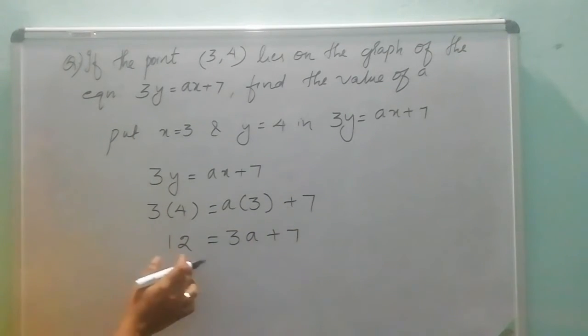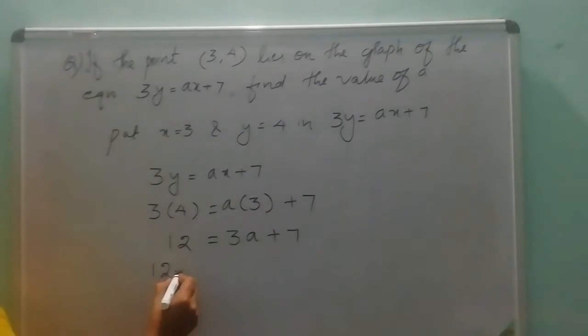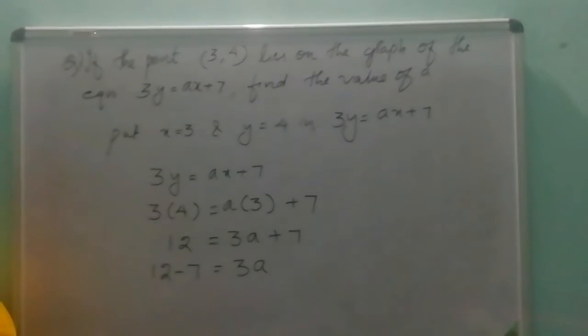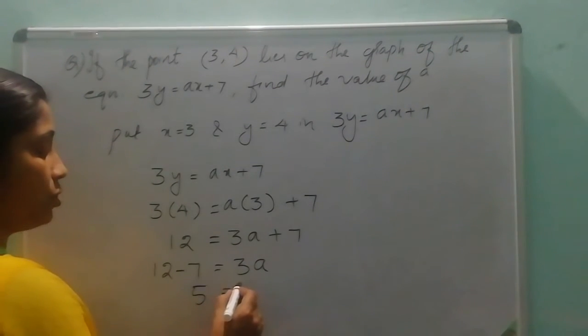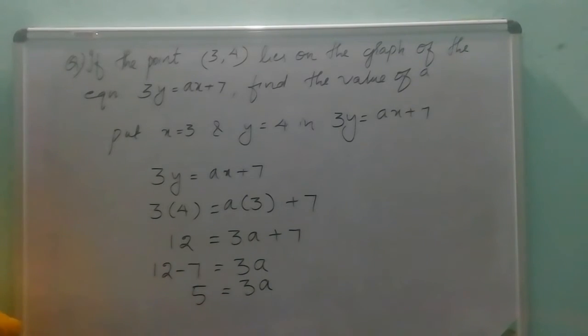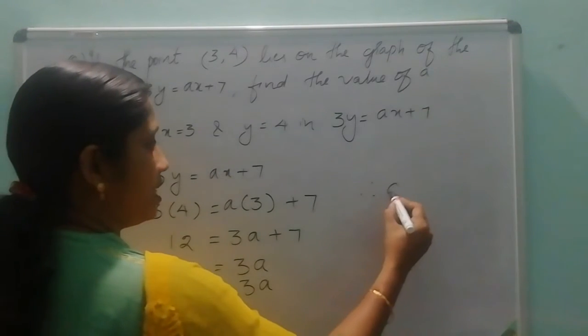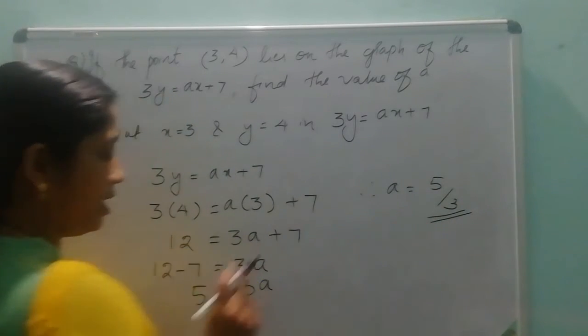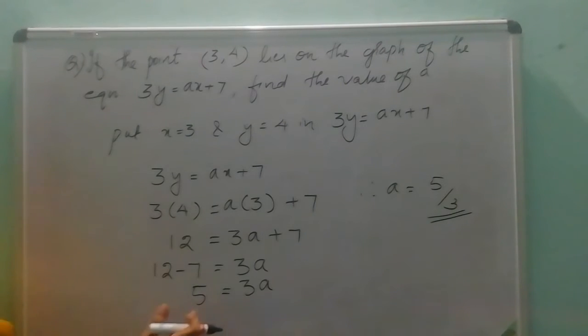Okay, then we can take this 7 to this side, that is 12 minus 7 is equal to 3a. Okay, then what is 12 minus 7? 5 is equal to 3a. So what is the value of a from here? Therefore a is equal to 5 by 3. That is the value of a here. A is equal to 5 by 3. 5 is equal to 3a and 3a is equal to 5, both are the same there. So the value of a is equal to 5 by 3.